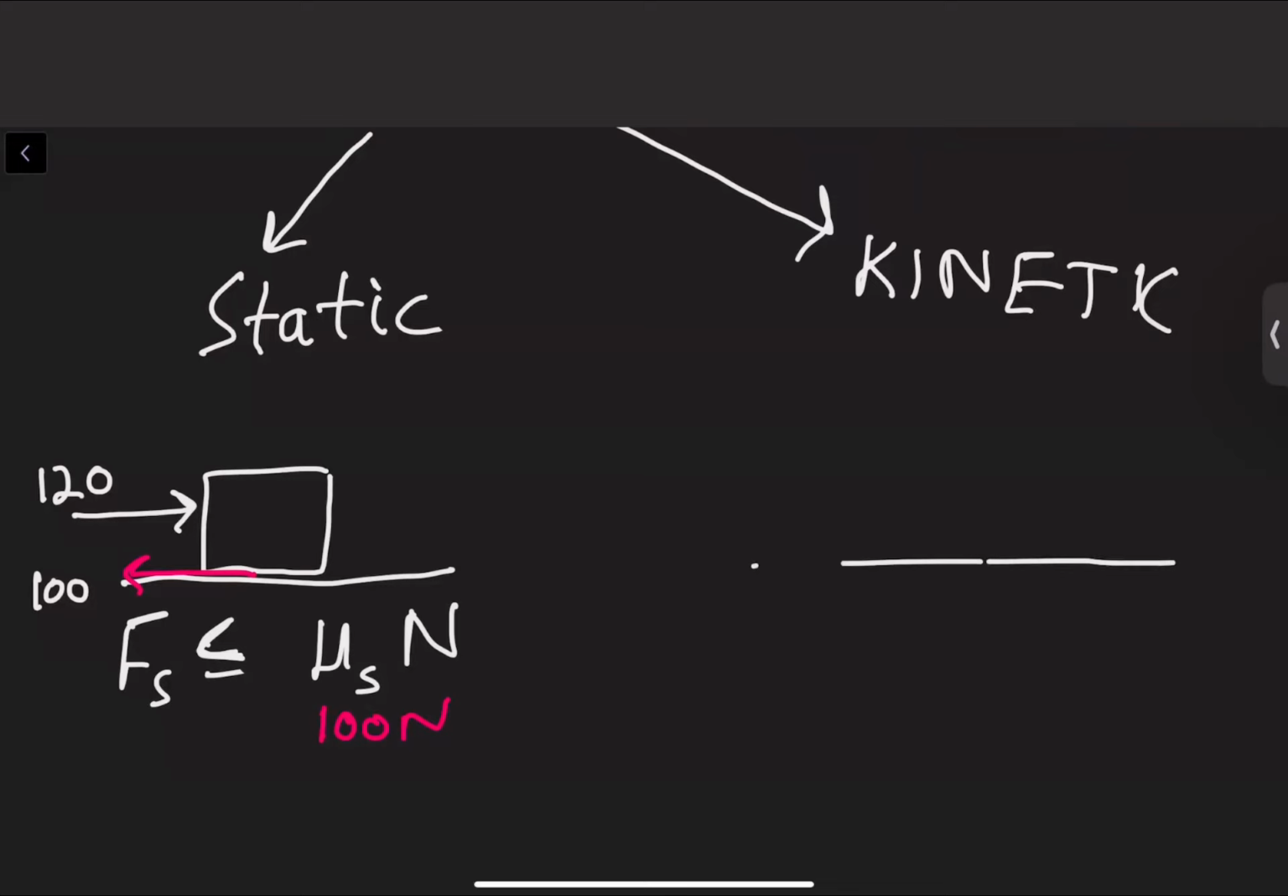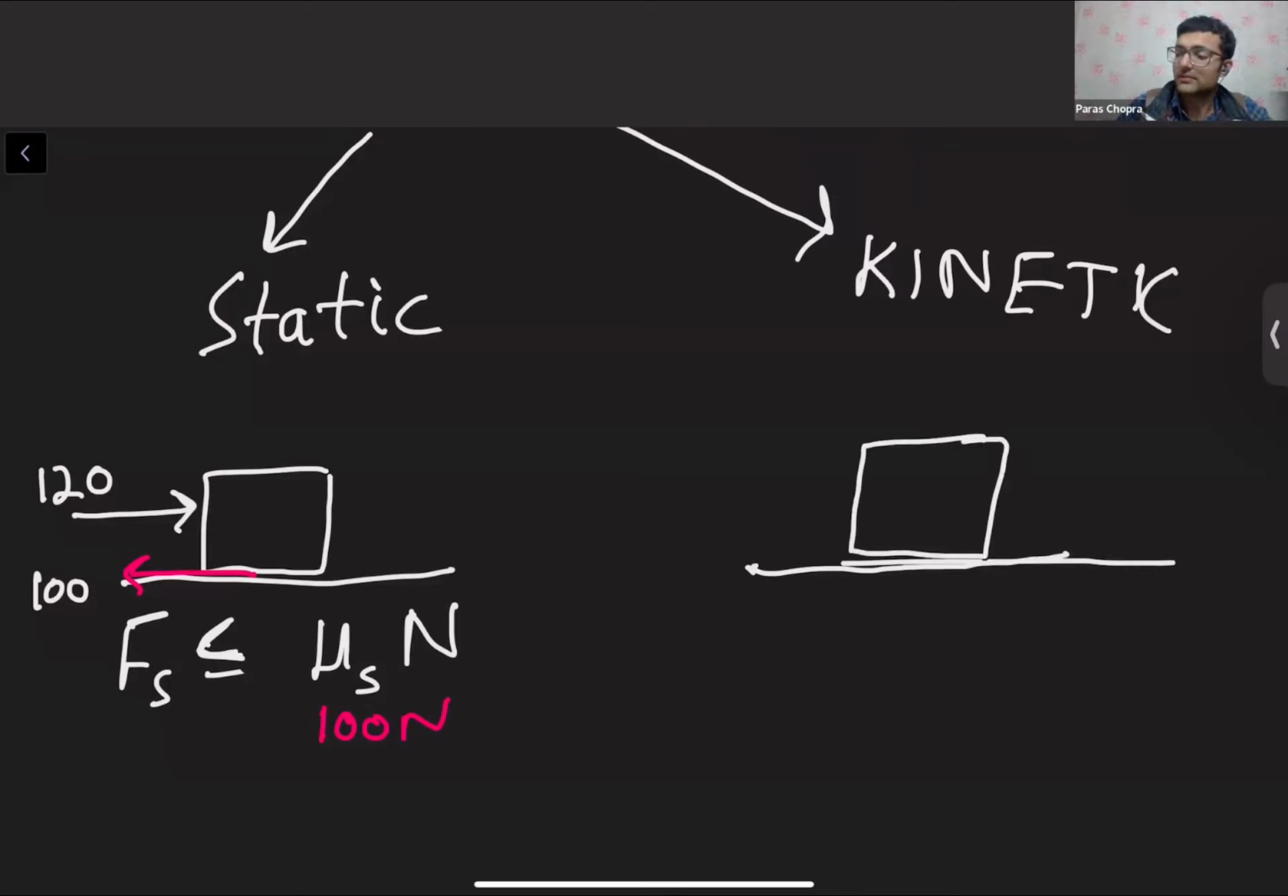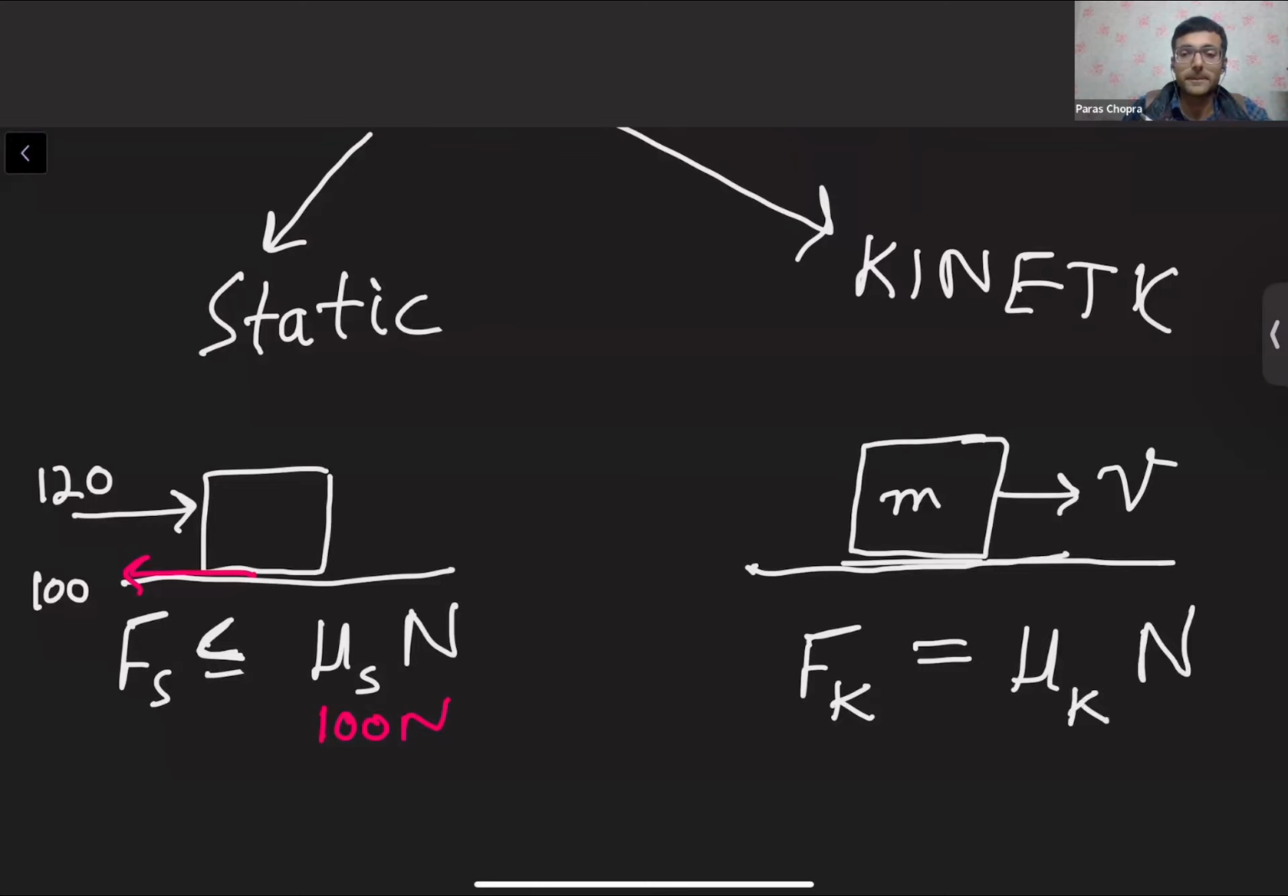Then for kinetic friction, there is no maximum value because the block is already moving with some velocity v. So the force of kinetic friction is always equal to mu k times the normal force. Okay. And then there is one more thing, that the coefficient of static friction is greater than the coefficient of kinetic friction.